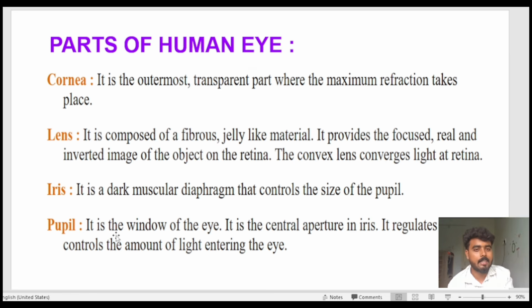Okay. After that, which gives the shape to the eyeball? Yes. Vitreous humor gives the shape to the eyeball. After that, the innermost layer of the eye is called retina. What is the outermost layer of the eye? It is cornea. Okay.